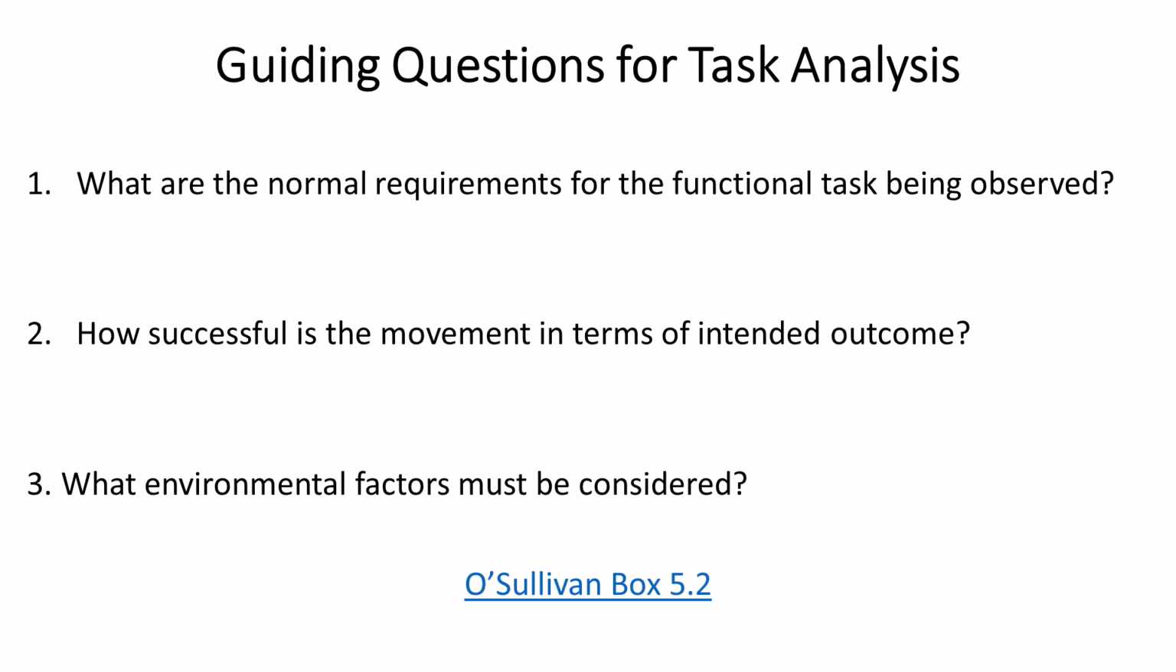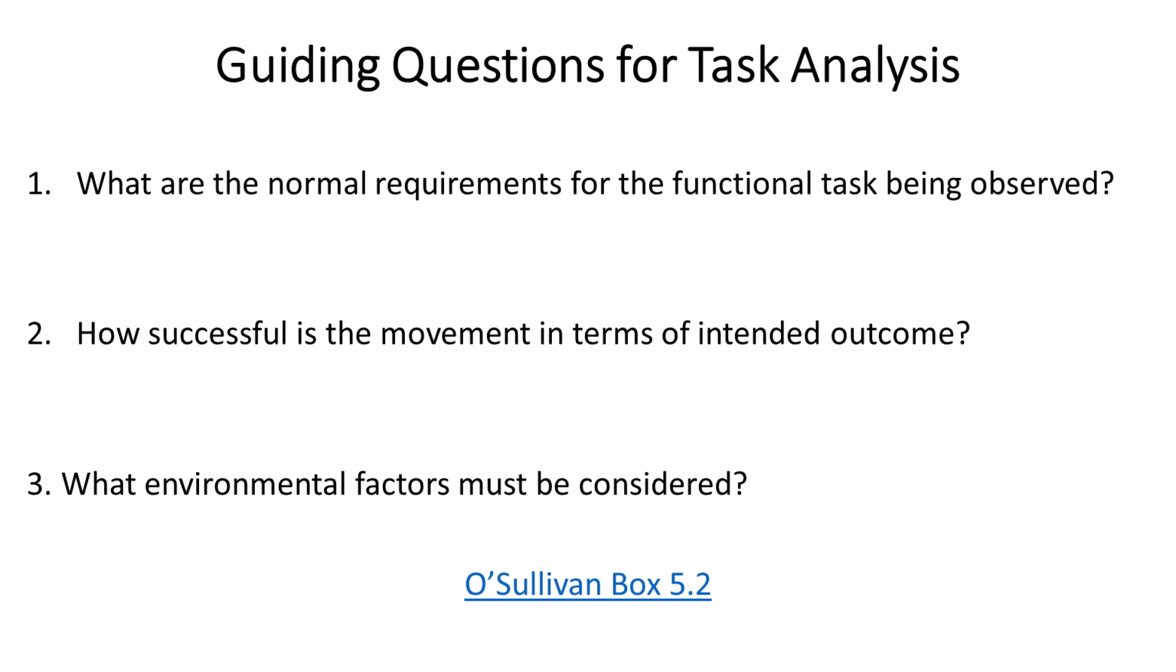And when you're doing a task analysis, there are some questions that are important to consider. The first question is, what are the normal requirements for the functional task being observed? By this, I'm suggesting that you should consider range of motion requirements, strength requirements, cognition, and sensory or perceptual requirements. What are the initial conditions of the task? Is the person starting running down a trail, for example, or is the person on a smooth gym floor? And as far as initial conditions, how's their posture?